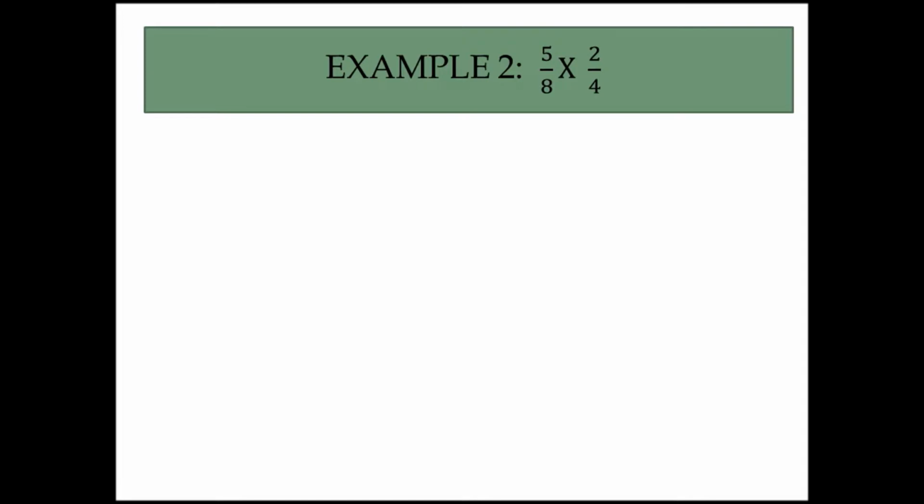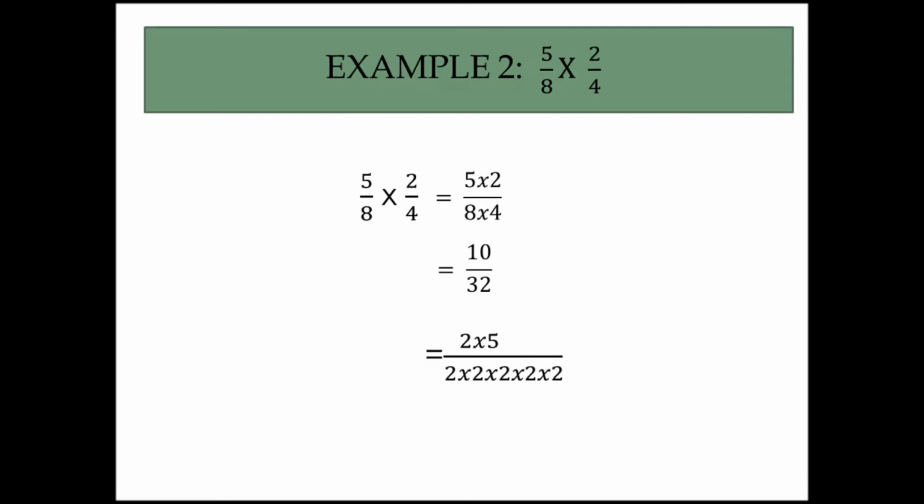Now let's try example 2. Example 2 is 5 over 8 times 2 over 4. So in the numerator is 5 times 2, denominator is 8 times 4. We're going to go ahead and get 10 over 32. Remember, we have to always check to see if you can simplify it. Sometimes you can't simplify it because these are prime numbers, which is fine. But if you can simplify them, please make sure you simplify it.